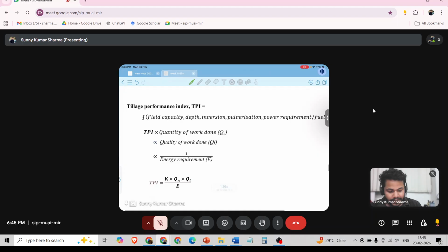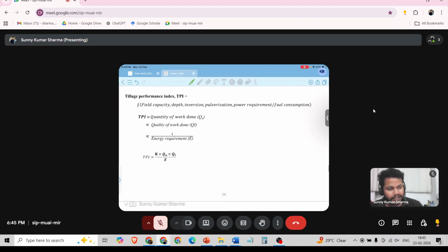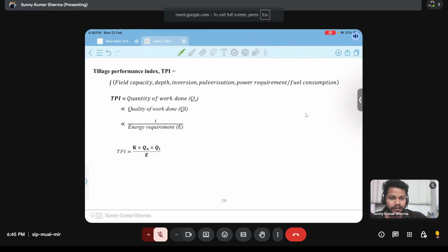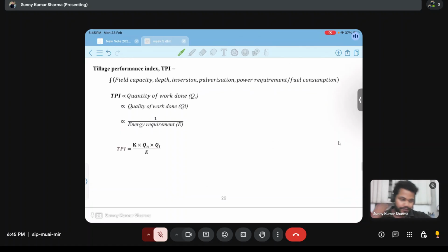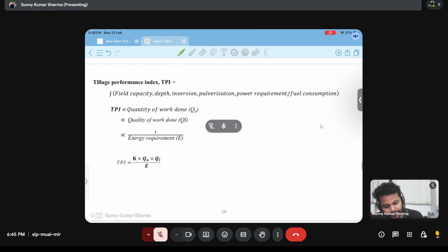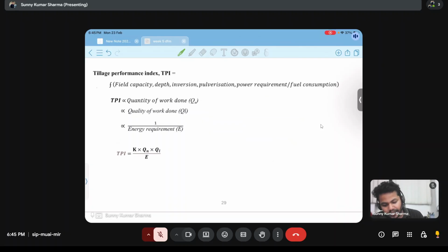So this is the tillage performance index topic. How do we compute the tillage performance index for all the implements? Tillage implements will be completed this week, week 5. From week 6, we are moving to spraying, threshing, and so on. At last we are discussing how to calculate the tillage performance index of any tillage implement.